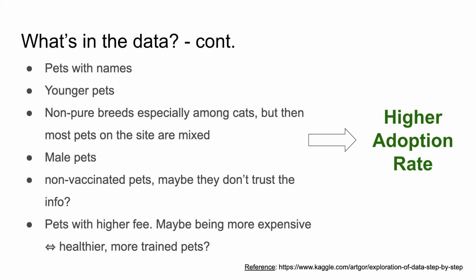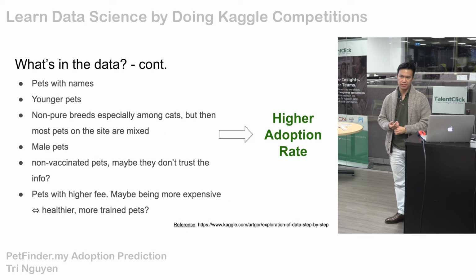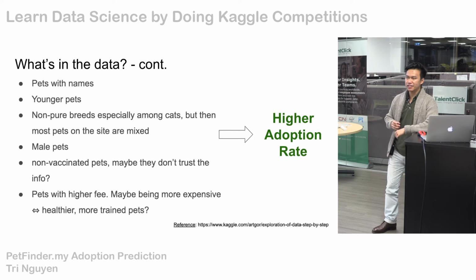One thing I noticed that's quite interesting is that non-pure breeds are actually adopted faster than pure breeds. I guess that makes sense because the majority of the pets are non-pure, like mixed breed. In addition, people actually adopt non-vaccinated pets faster. The reason I could think of is maybe the new owners don't trust the data provided, and they would rather have the pet vaccinated themselves for peace of mind.